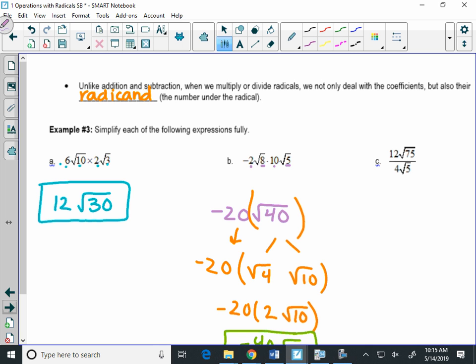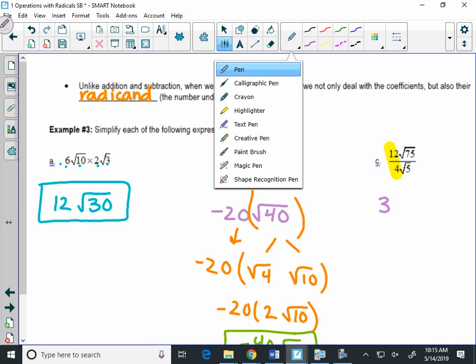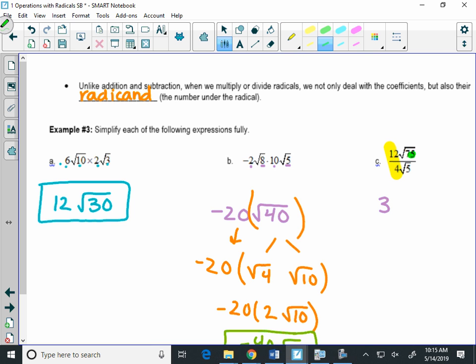12 divided by 4 is what? 3. So we're going to divide these two numbers together, 12 and 4, and it gives us 3. And then you're going to divide the numbers underneath your radical. So you're going to do 75 divided by 5, and that gives us what? 15. So that becomes radical 15. Can we simplify radical 15 any further? No, so we're done. So much easier.